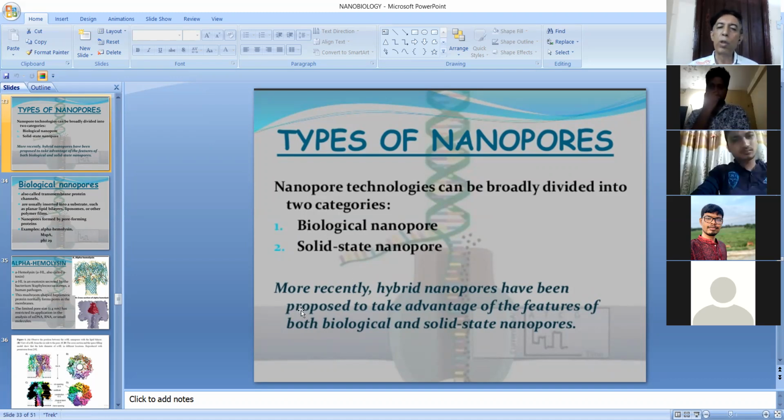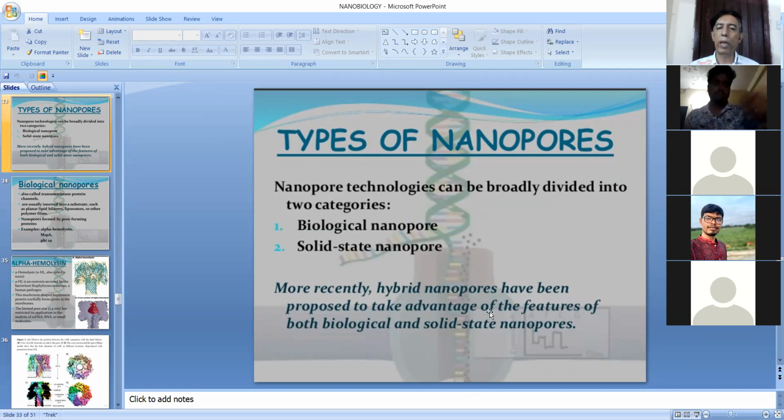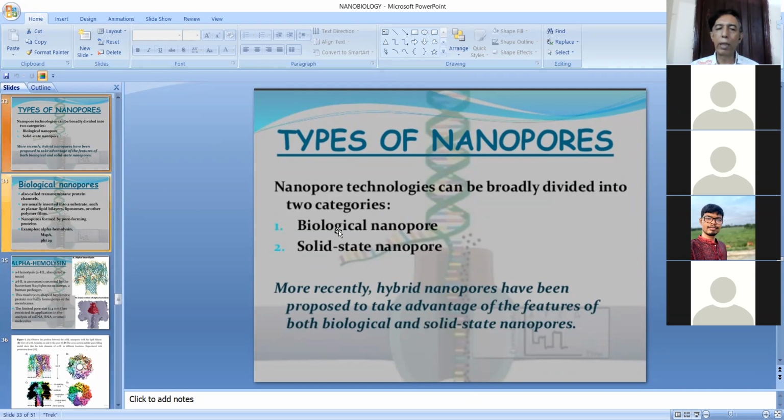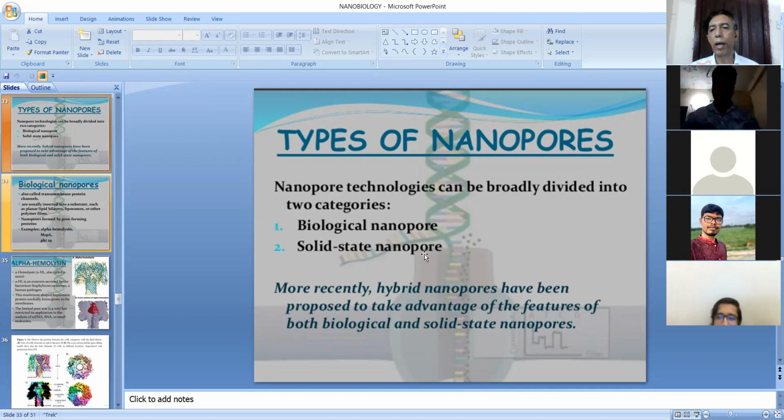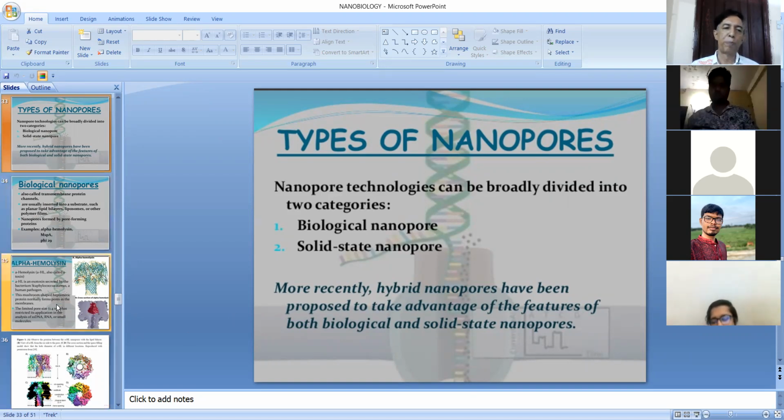Now, more recently, hybrid nanopores, that means a combination of these two, are also made. Hybrid nanopores are proposed to take advantage of the features of the biological and solid state nanopore. You can call it composite. The hybrid nanopore has advantages of both the biological and solid state nanopore.